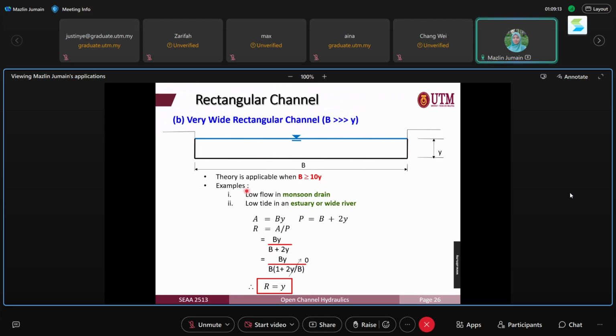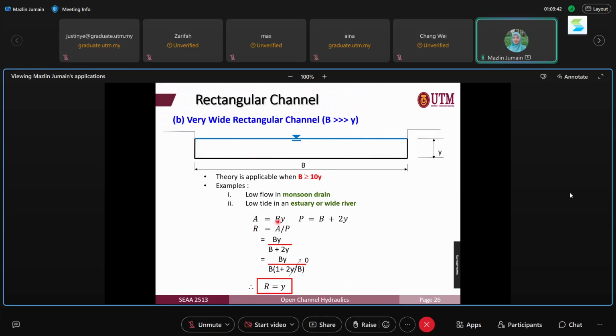Examples of very wide channels are low flow in monsoon rain, and low tide in an estuary or wide river. So when B, the bottom width, the width of a drainage, is larger than the value of the flow depth. Okay, and then here is just some derivation of the equation.